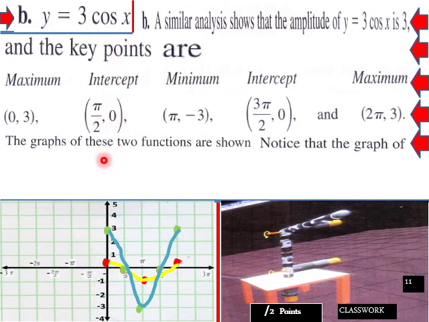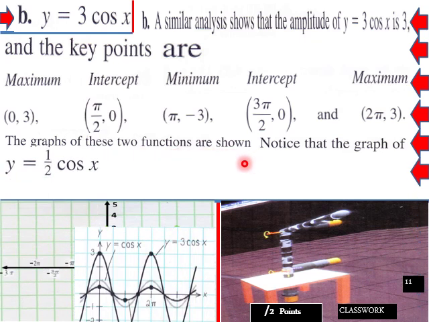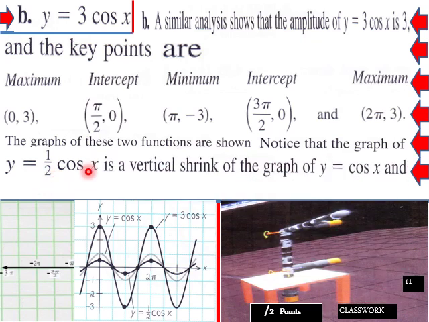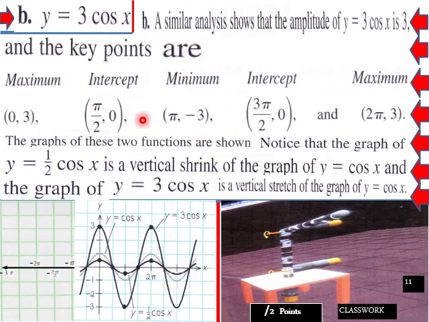The graphs of these two functions are shown. Notice that the graph of y equals 1/2 cosine x is a vertical shrink. They call this a shrink here when it doesn't go as far in either direction. It's a shrink of y equals 3 cosine x, which is up here. So the graph of y equals 3 cosine x is a vertical stretch.